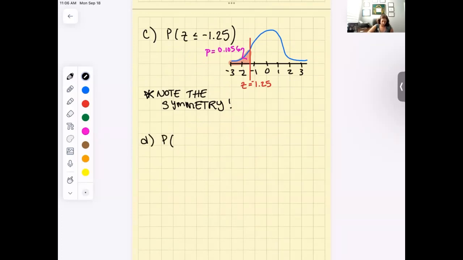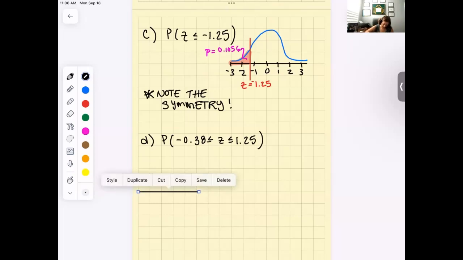Part D, they want the probability that Z is between negative 0.38 and positive 1.25. So this is one of those situations where, oh, that was terrible. What should I do? How should I draw it?